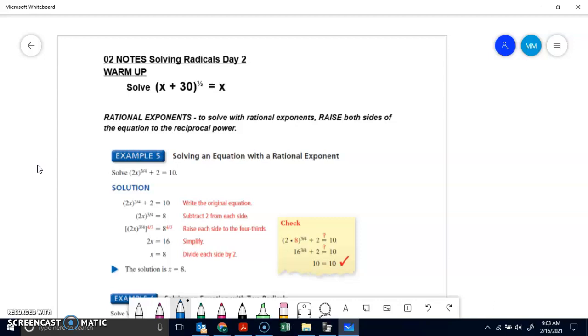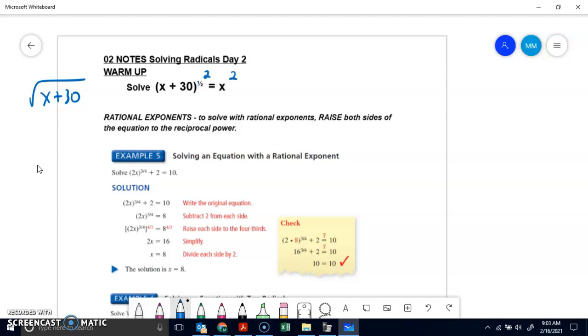This is similar to yesterday's, only we're doing it as a fraction. So instead of writing it, 1/2 as an exponent means the same thing as the square root of x plus 30. So how would I get rid of the square root? I square it, but we raise it to the reciprocal power. Raising both sides to the second power, that's what cancels out the exponent of 1/2.